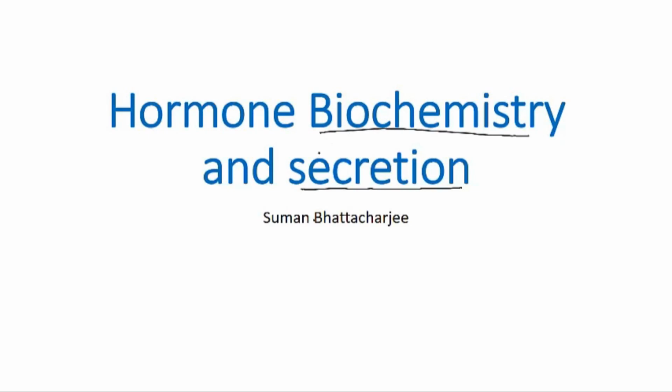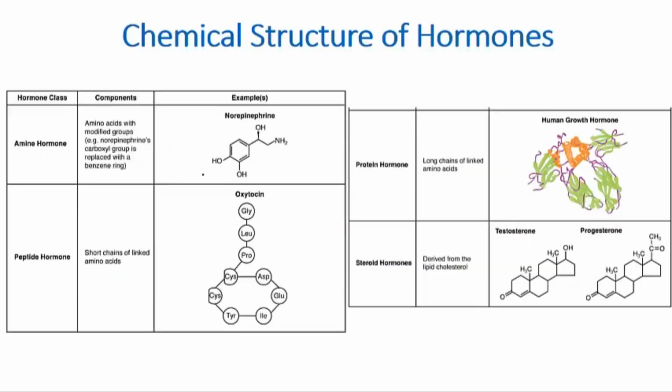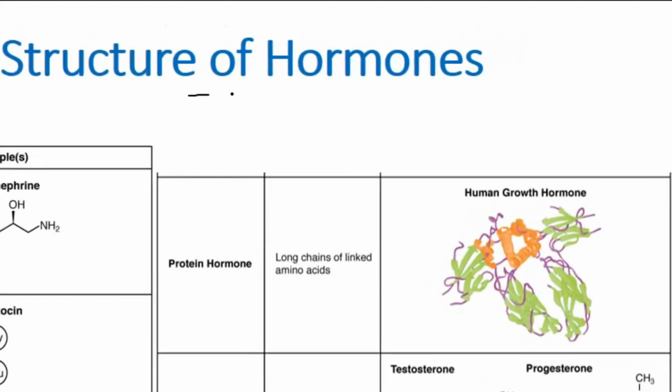Now, based on the different chemical features of those hormones, the secretion also varies. The goals for our learning are to recognize the chemical classes and solubility properties of the hormones, to observe how a single member of each class of the hormone is synthesized, to know that secretion of hormone depends on the release, synthesis, or sometimes both, and to also learn the neural, hormonal and humoral modes of control and regulation of hormone secretion in the human body. So let's begin with the first thing, the chemical structure of hormones.